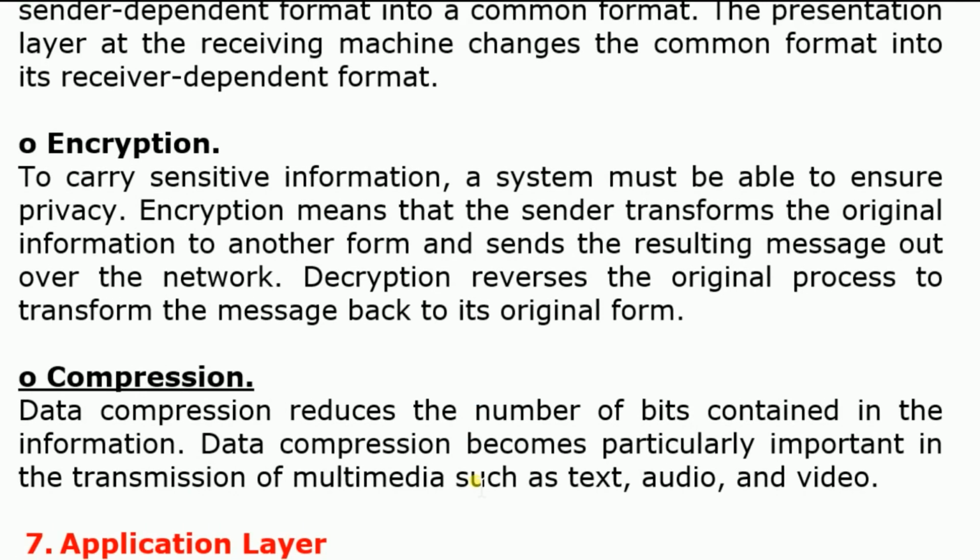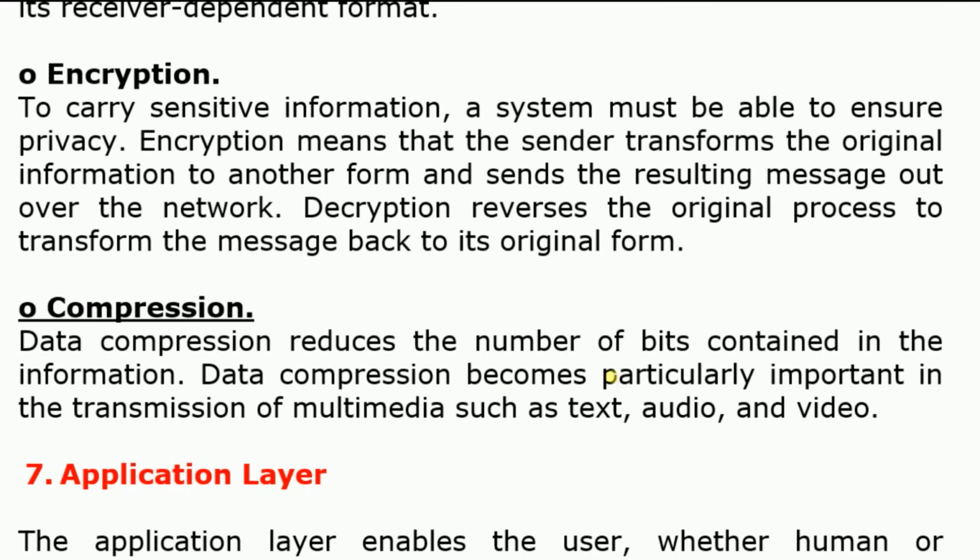Then the compression. Data compression reduces the number of bits contained in the information while sending. Data compression is a major advantage nowadays for sending more information from source to destination. Data compression becomes particularly important in the transmission of multimedia such as text, audio, and video. It even saves time.